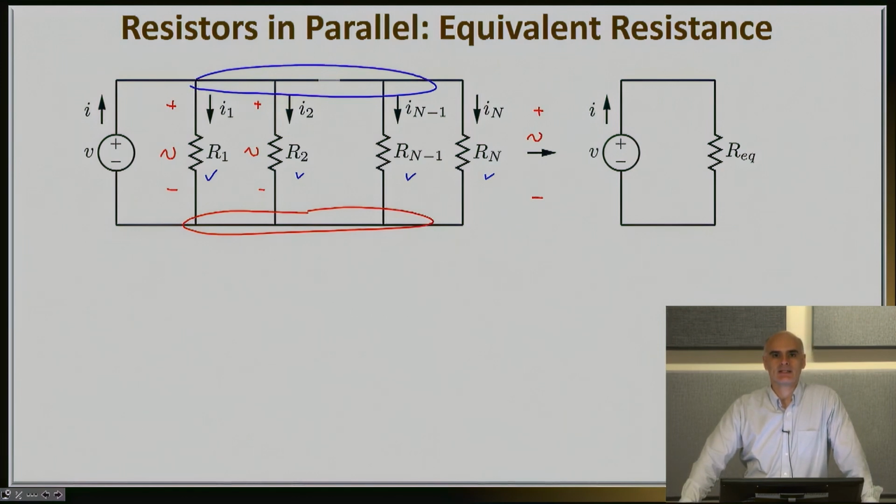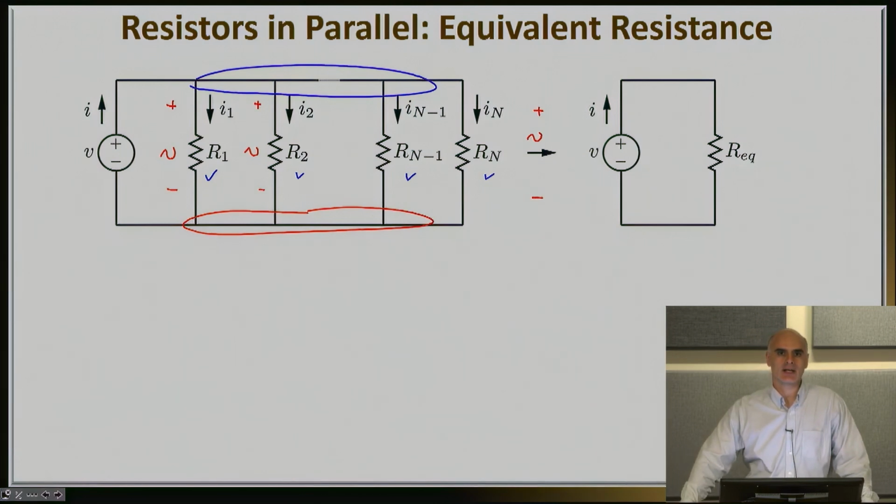So in fact this is exactly the indication that we have resistances connected in parallel. The voltage drop is identical for all of them. And that should be the way that you check if resistances are connected in parallel or not. You should be asking yourself, is the voltage the same? If it is the same, then they are in parallel.